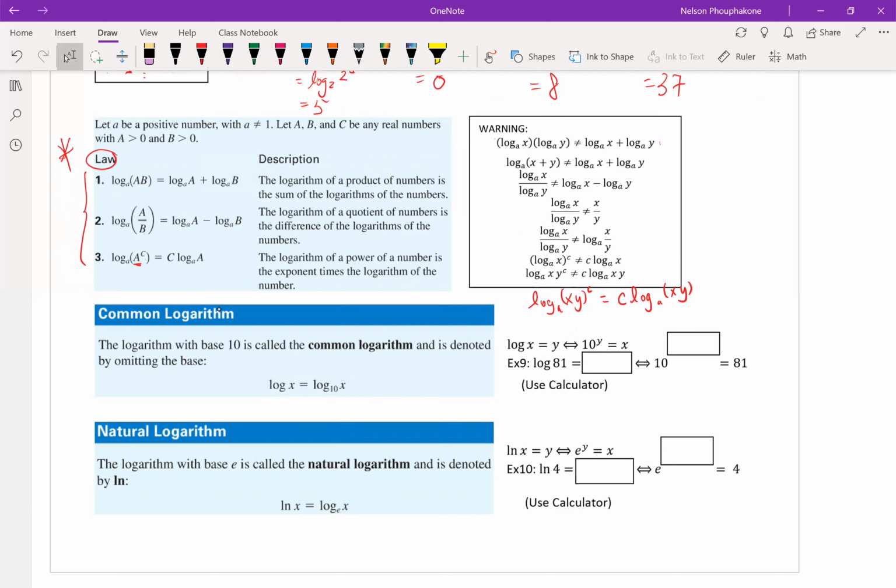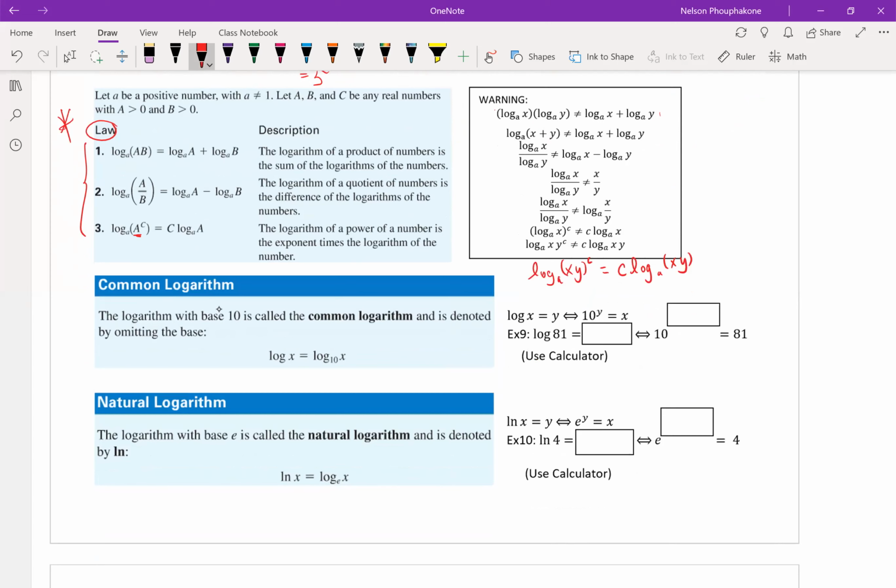Now, on your calculator, you will see that we have what we call the common log. What is a common log? It means that the base is 10, and we don't write down the base 10. Another one that a lot of students get confused about is the natural log. The natural log is log base e of x, and because we use this log a lot, we have a new notation to represent it: ln of x, or natural log of x.